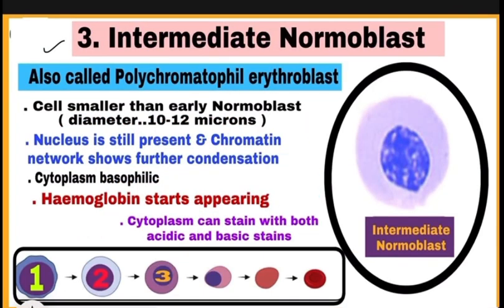Intermediate normoblast is also called as polychromatophil erythroblast. Size of cell further decrease and is smaller than early normoblast with diameter ranges from 10 to 12 microns. Nucleus is still there. You can see here nucleus is present, and chromatin network further condenses. Also, cytoplasm is basophilic in nature, and this is the first stage when hemoglobin starts appearing. Thus, cytoplasm can be stained with both acidic as well as basic stains.